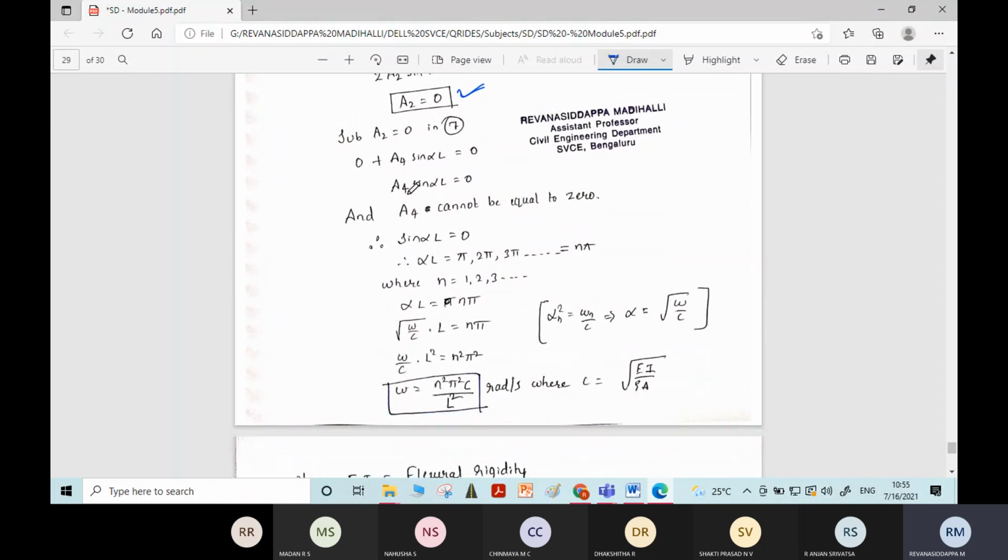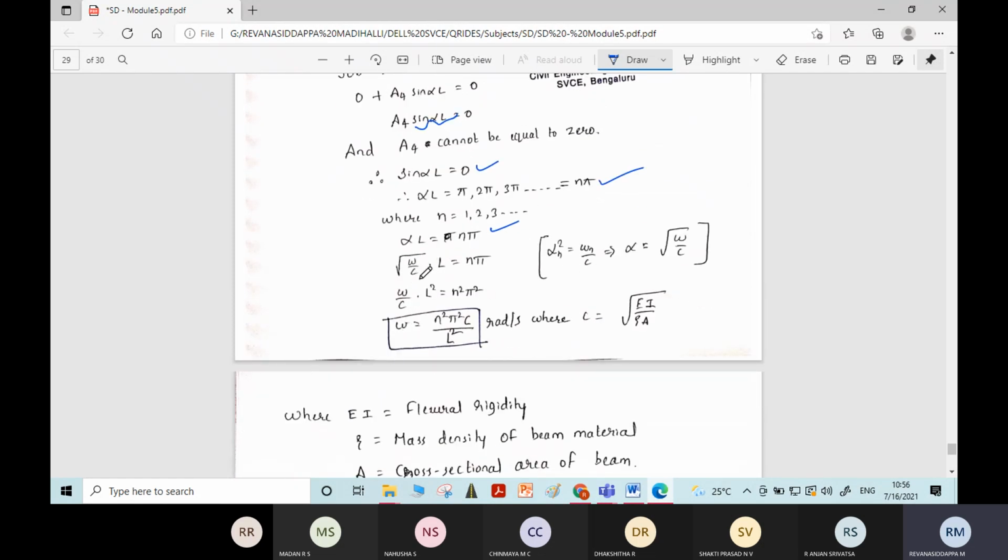It has got some amplitude, right? Only one amplitude is remaining. That amplitude cannot be equal to 0, but sin αL can become equal to 0. Therefore that condition is taken, sin αL equal to 0. Sin 180 is 0, sin 360 is 0, like that: sin π, 2π, 3π up to nπ, where n is 1, 2, 3 and so on. Therefore αL is equal to nπ.